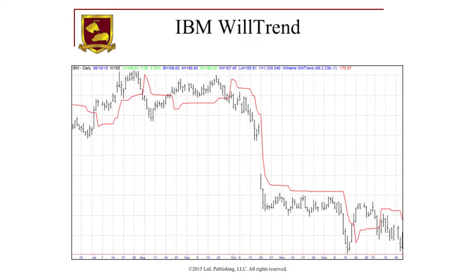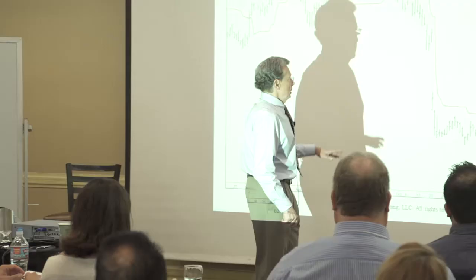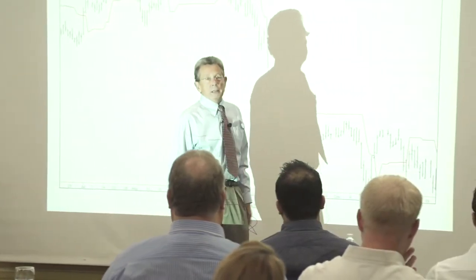Well, you still need probably a measure of trend. How we're going to follow the trend in this stock. I like to use my little Will Trend indicator. This is IBM with Will Trend, mechanical. Oh, we're uptrend, downtrend, uptrend, downtrend, uptrend, downtrend again. So it's nice to have some type of a trend measurement.